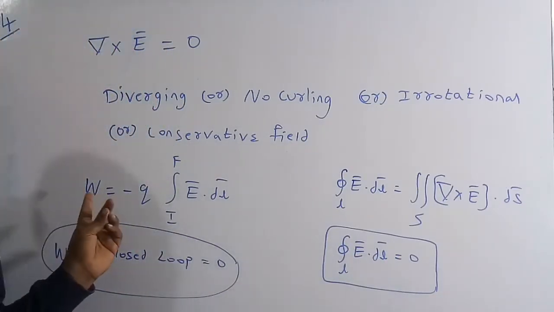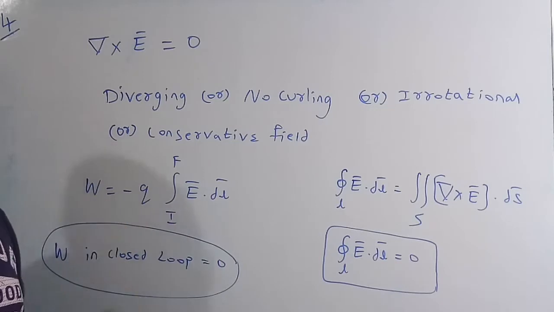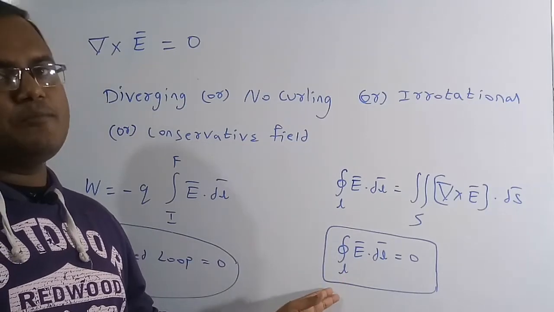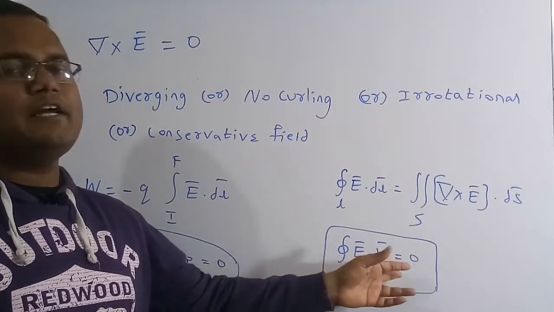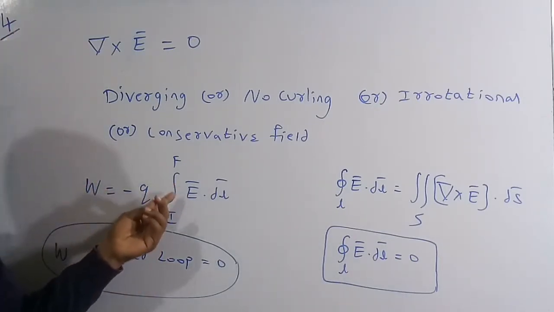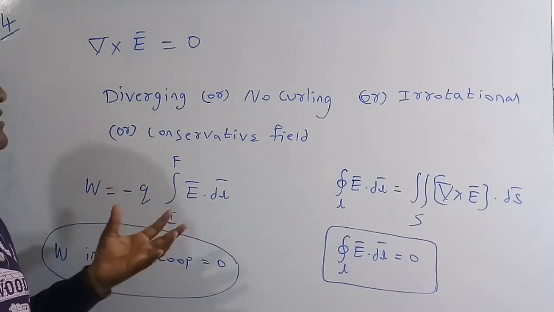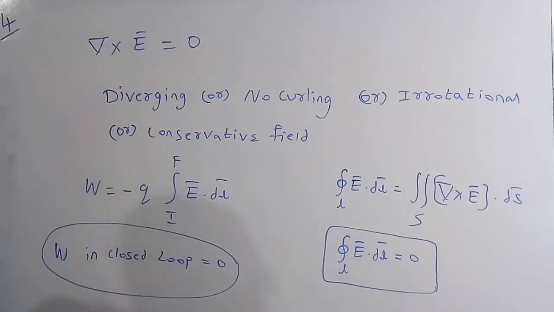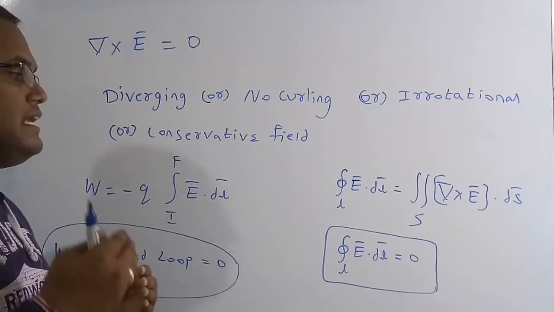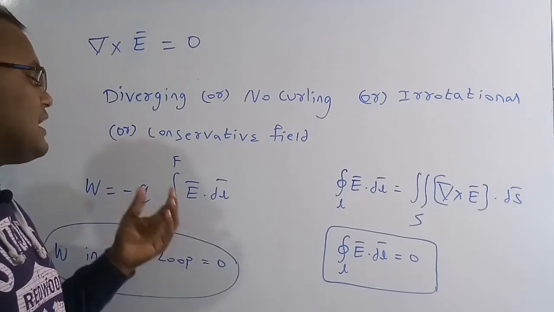But the expression of work is equal to minus q times the integral from the initial position to the final position of E bar dot dl bar. If the initial position is equal to the final position, the closed line integral itself indicates that, so the integral of E bar dot dl bar is equal to 0. Therefore the work done in a closed loop in a conservative field is always equal to 0. We can also say that if the work we do in a field depends only upon the initial position and the final position, then that field is said to be a conservative field.